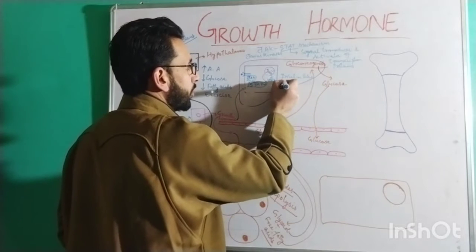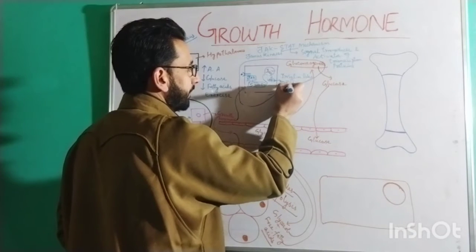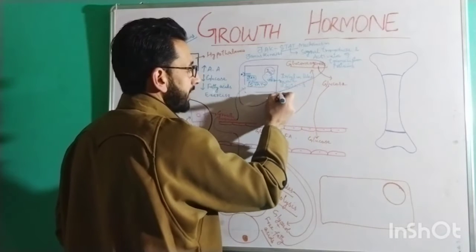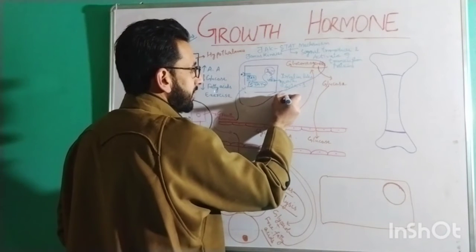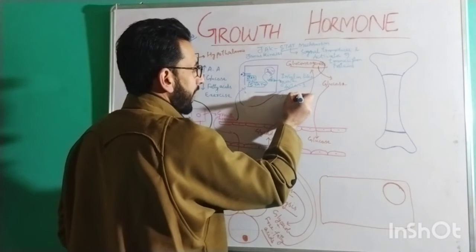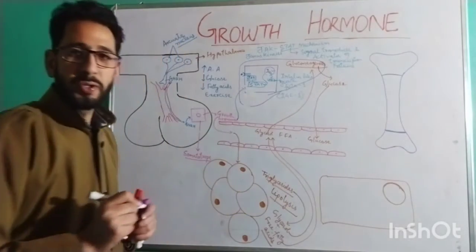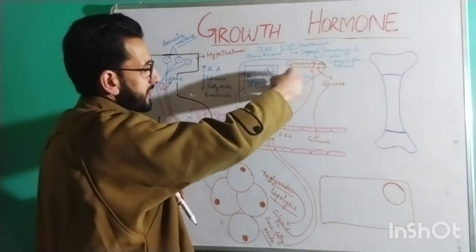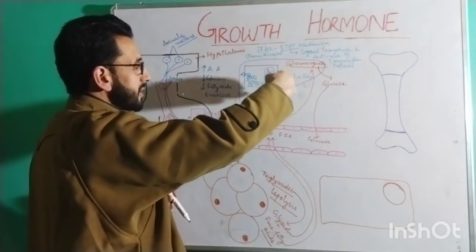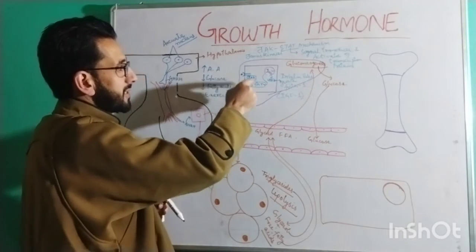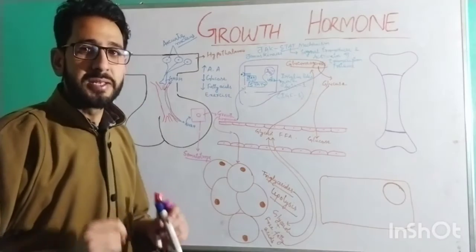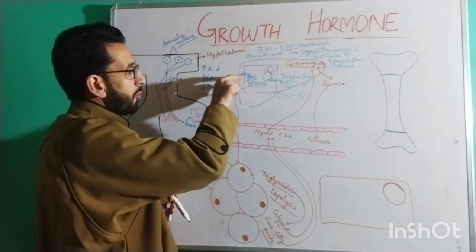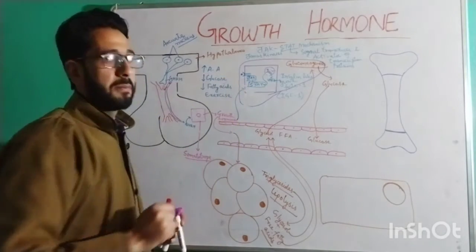Insulin-like growth factor 1. That is IGF-1. So insulin-like growth factor is a protein, and that protein is formed by this mechanism which is called the JAK-STAT mechanism, and that JAK-STAT mechanism starts when this growth hormone binds on this receptor on the hepatocyte.